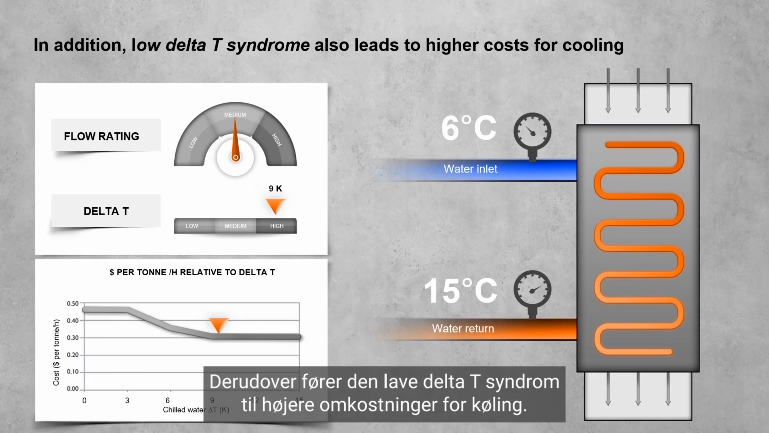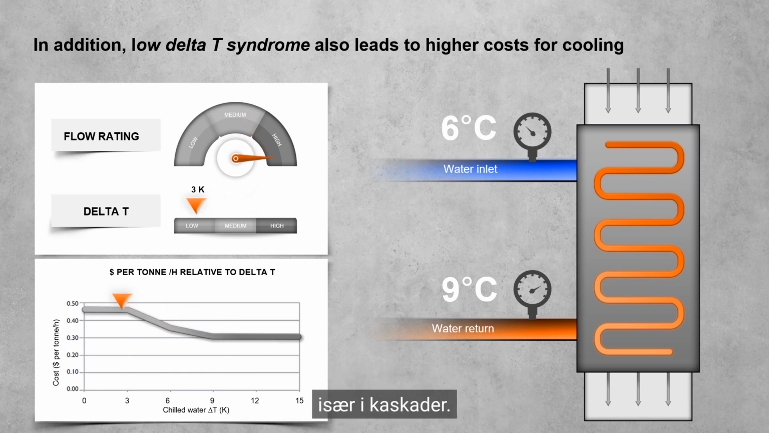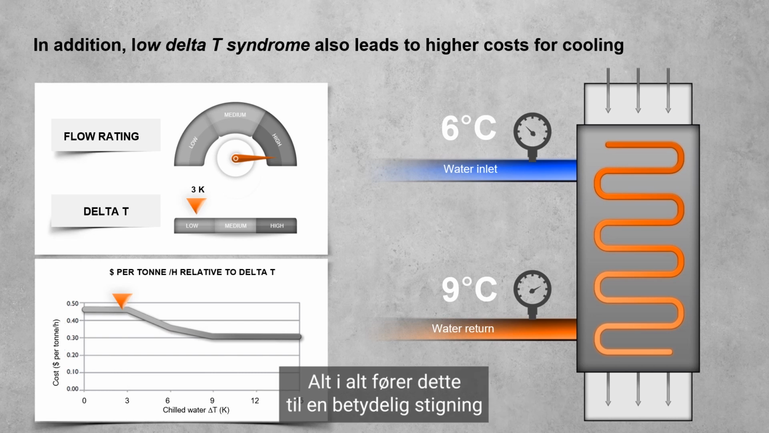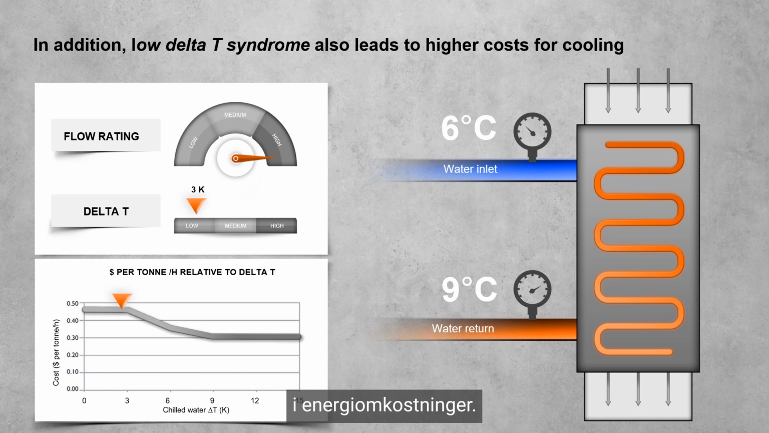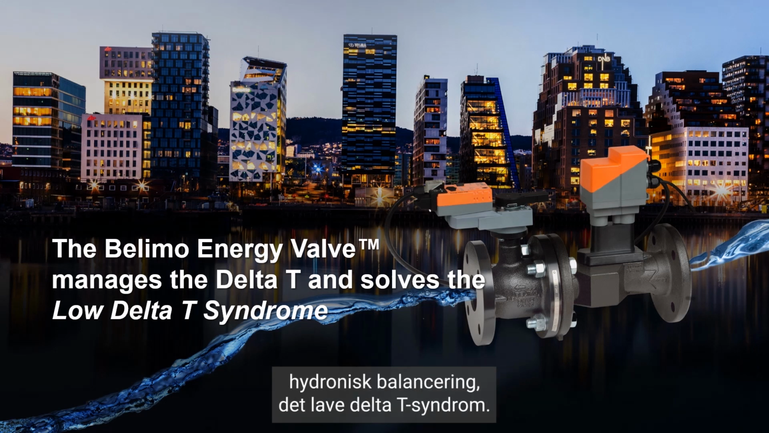In addition, the low delta T syndrome leads to higher costs for cooling. In poorly controlled systems, chillers often turn on and off, especially in cascades. Furthermore, the energy losses are increased due to the reduced return temperature. All in all, this leads to a significant increase in energy costs. The Belimo energy valve manages the delta T and, in combination with dynamic hydronic balancing, solves the low delta T syndrome.